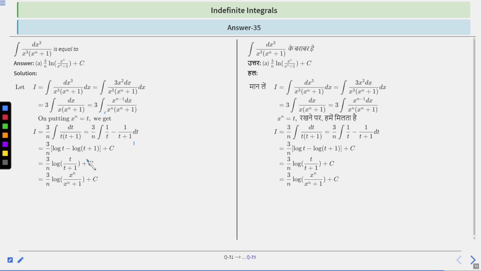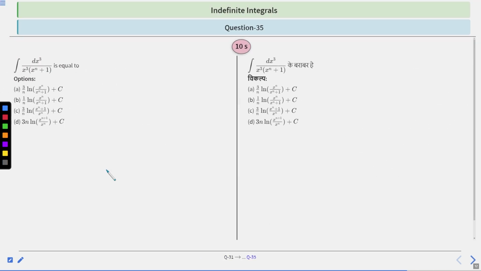Now, let's put t is equal to x to the power n, right? Therefore, I will be 3 upon n log x to the power n upon x to the power n plus 1 plus c. So the final answer will be 3 upon n ln of x to the power n upon x to the power n plus 1 plus c, which will be the right choice. Okay, option A is the right answer. Got it?